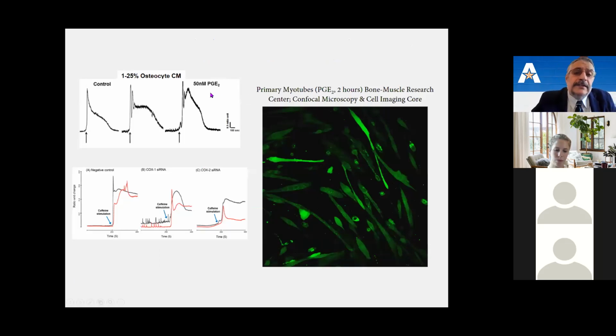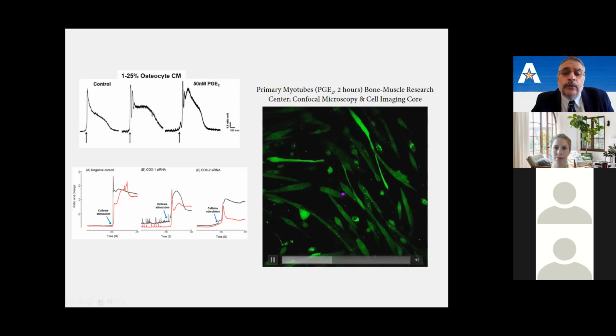One thing that is interesting that we showed before is that if you put osteocyte conditioned media or PGE2, you start seeing these calcium oscillations. Now, if you knock down COX, you also see these calcium oscillations. So what we started seeing now in our core, under the supervision of Dr. Zui Pan, is we started doing this under confocal conditions.